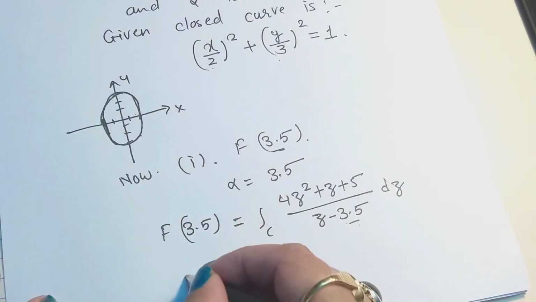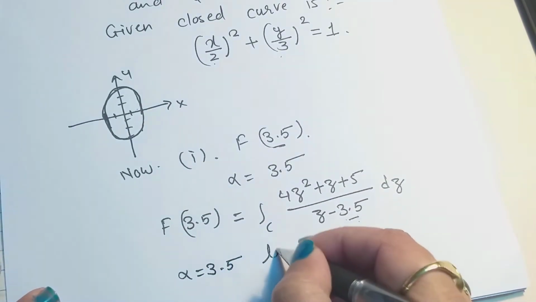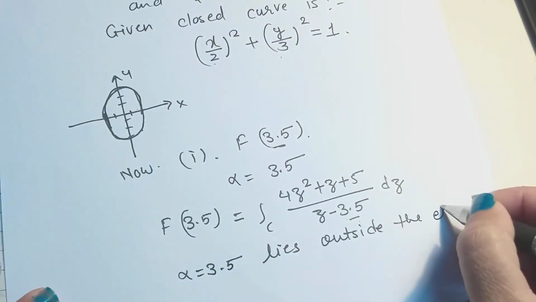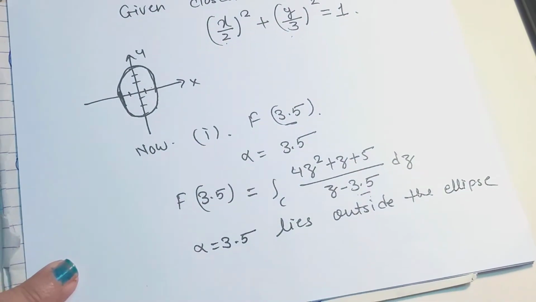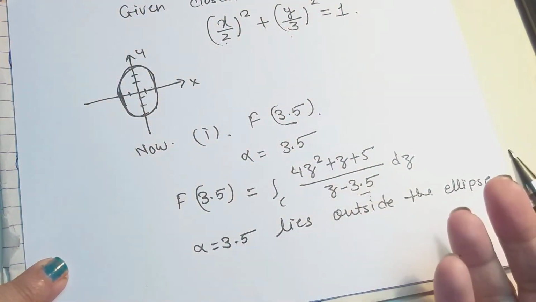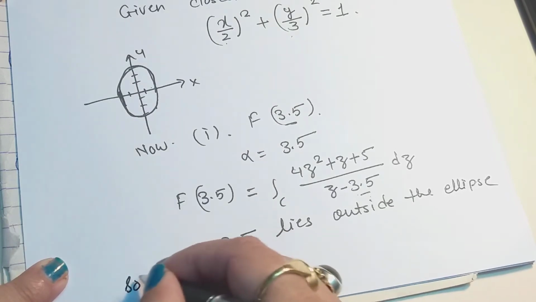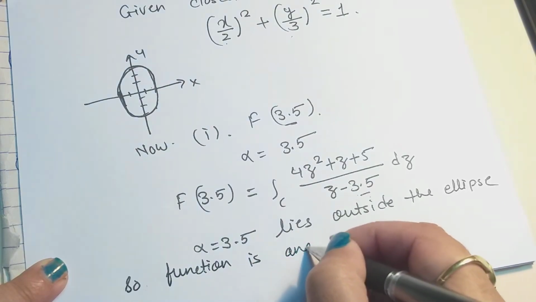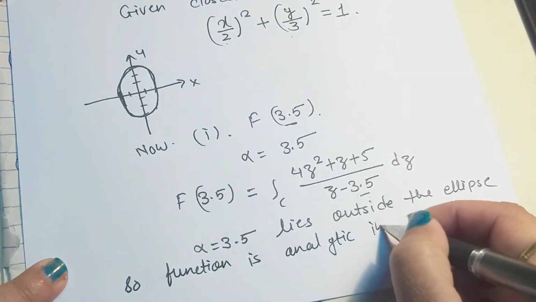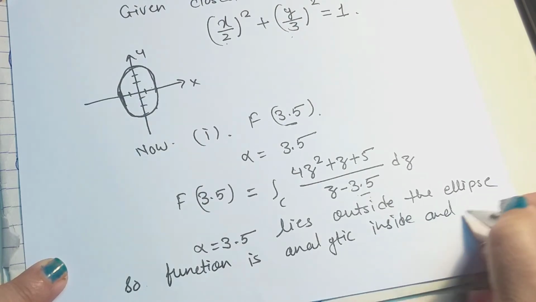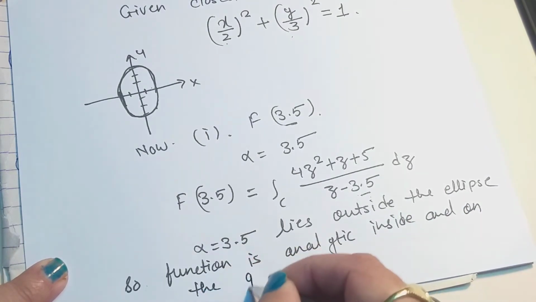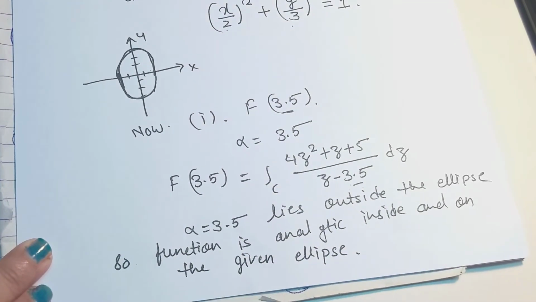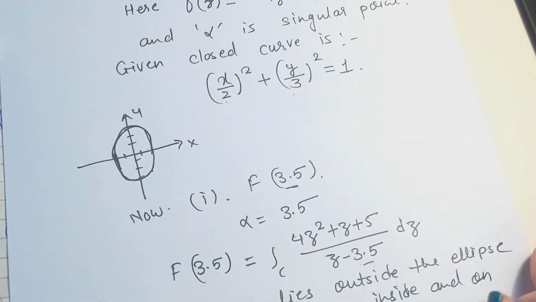Okay, so alpha is equal to 3.5 lies outside the ellipse. Okay, so singular point is outside the ellipse. So function is analytic inside and on the given closed curve, or given ellipse. Okay, so we apply Cauchy's theorem here.